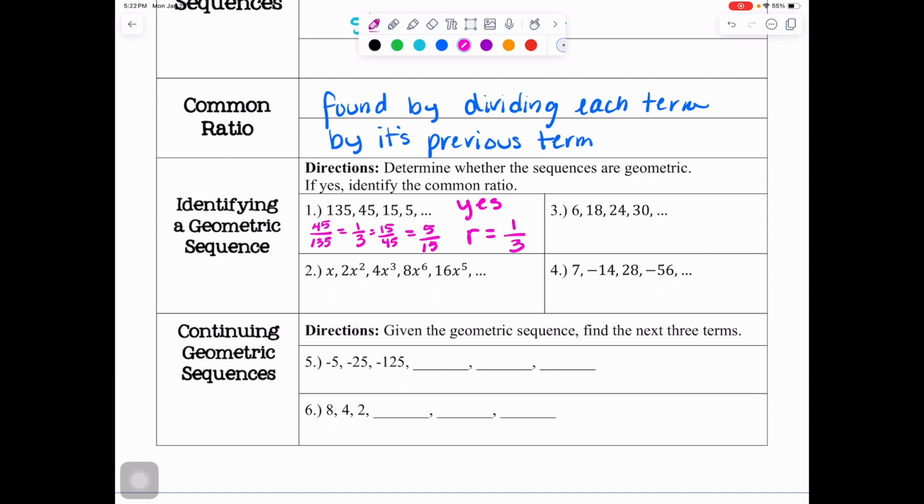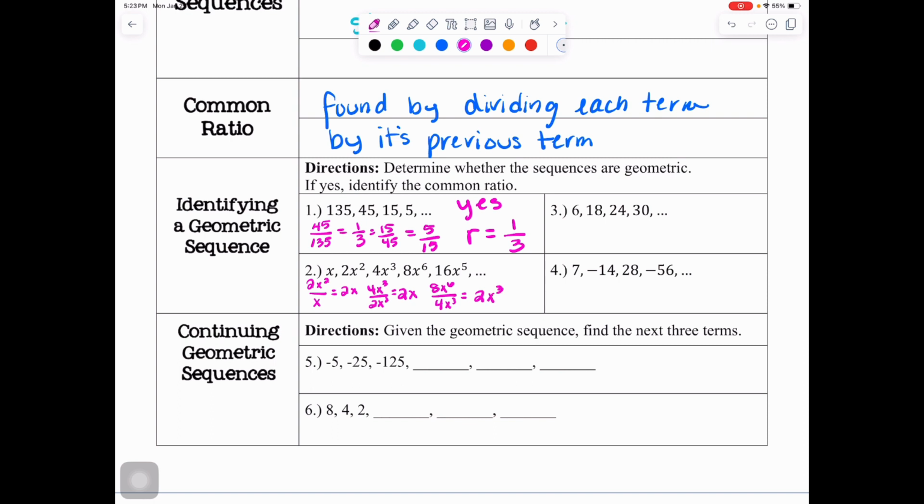In number 2, we have x, 2x squared, 4x cubed, and so on. So I want to know if this is geometric. I'm going to take the term and put it over the one that came before. 2x squared over x turns into 2x. Then we would do 4x cubed over 2x squared. 4 divided by 2 is 2. x to the third divided by x squared would be x. So far, we have a constant ratio. When I take 8x to the 6th and put it over 4x cubed, 8 divided by 4 is 2. x to the 6th divided by x to the third, we subtract our exponents. That would be x to the third.